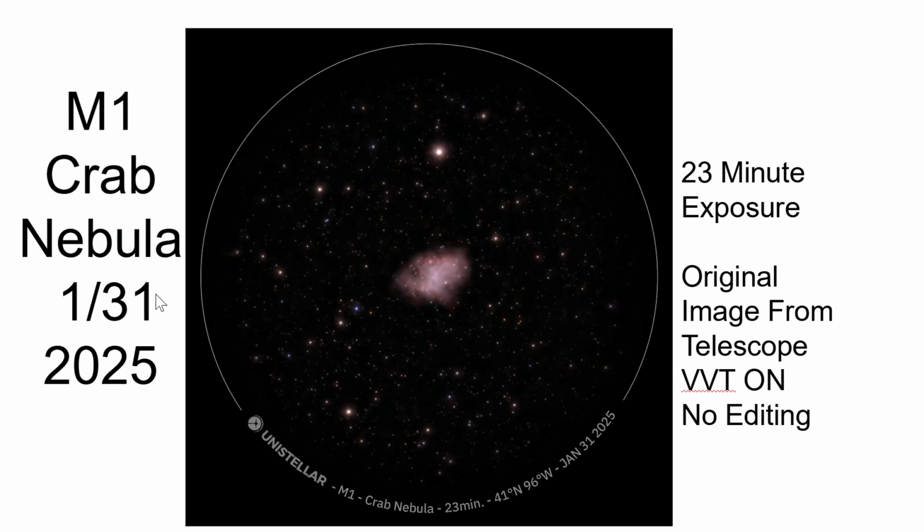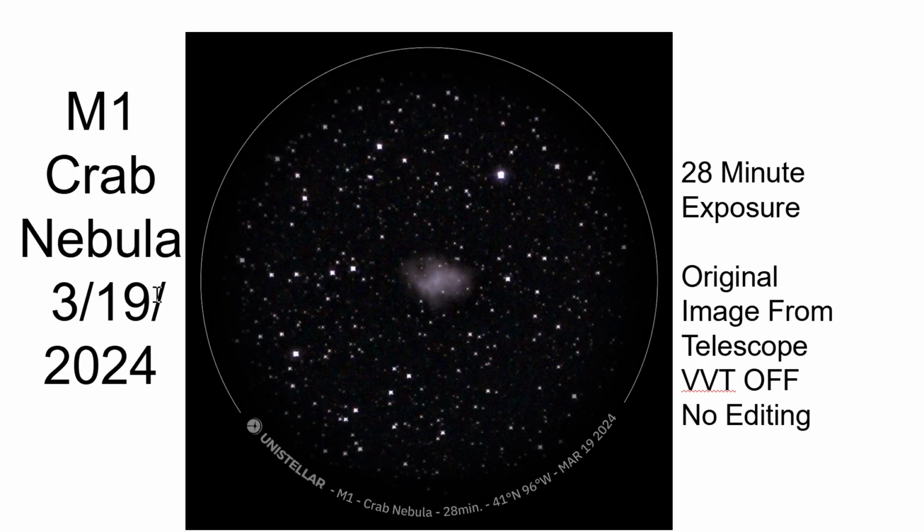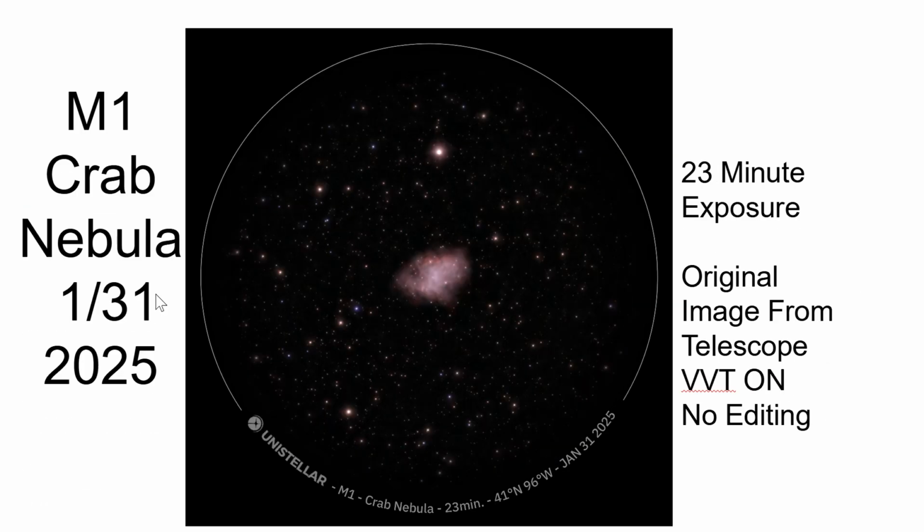And here's the Crab Nebula, January 31st, 2025. This is with the VVT system activated, with that software sharpening the star images and putting some enhanced color into the nebula. And I'm satisfied with it. It's a 23-minute exposure, so it's comparable to the previous one. I'm going to go back to the previous one here, just so you can see. And now back with the VVT system.